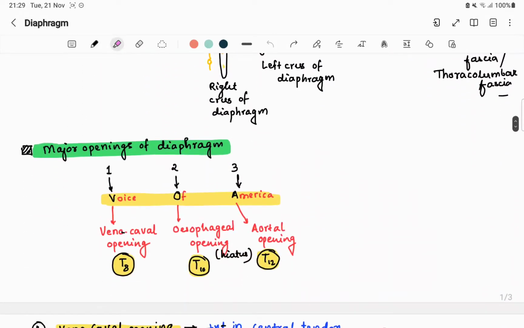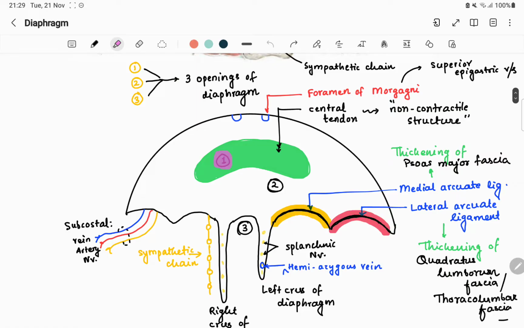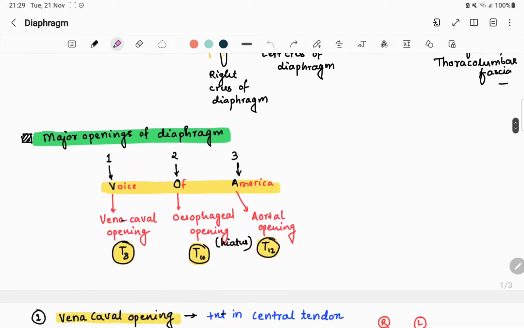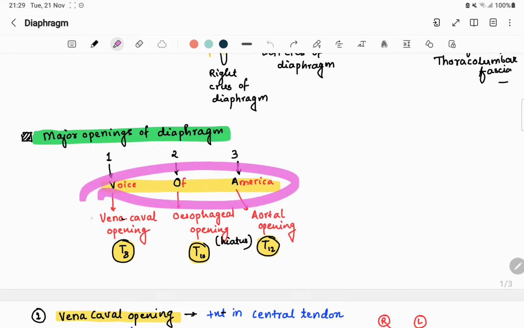And let's discuss the major openings. So you have an opening here labeled 1, an opening here labeled 2, and an opening between your left crus and right crus that is labeled 3. So you have 3 important openings in the diaphragm. So 1, 2 and 3. You can just remember "voice of America" to remember these openings.